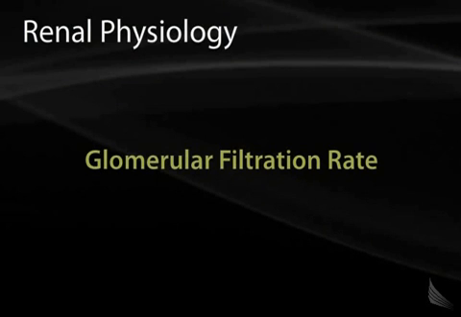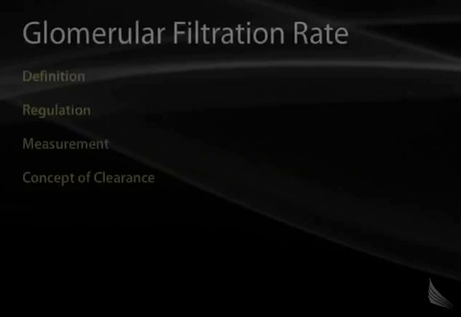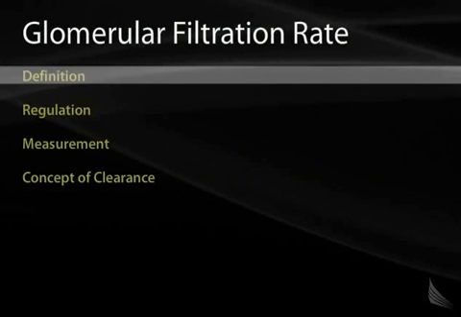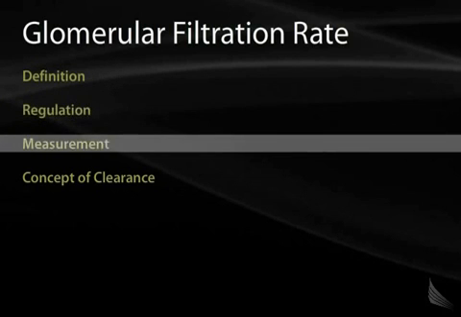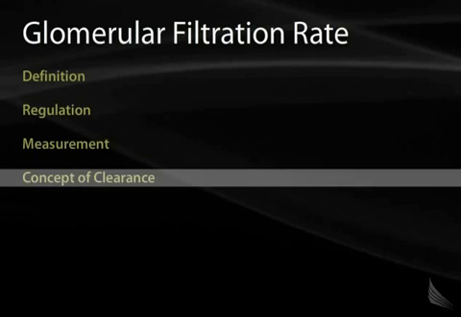Welcome to Section 3 of the Renal Physiology Review, glomerular filtration rate. In this section, we will first define glomerular filtration rate. We'll then move on to regulation, how we measure, and finally we'll move on to the concept of clearance. In terms of the USMLE Step 1 exam, understanding glomerular filtration regulation as well as measurement are extremely important concepts. We will highlight them in detail and go through these concepts from multiple viewpoints.